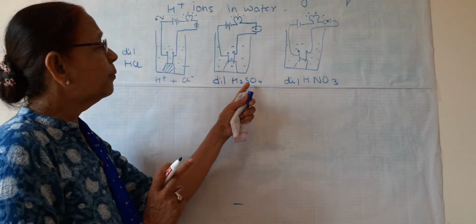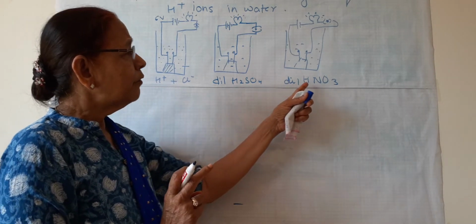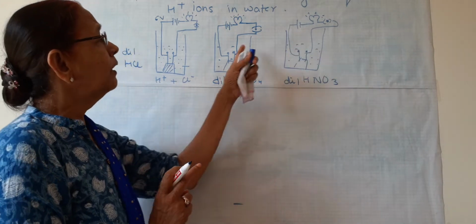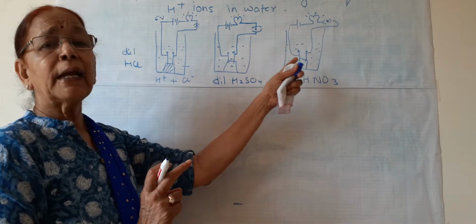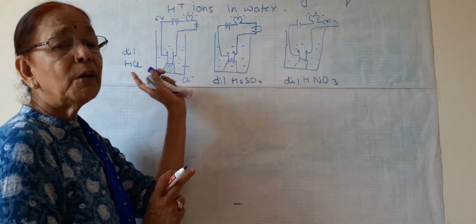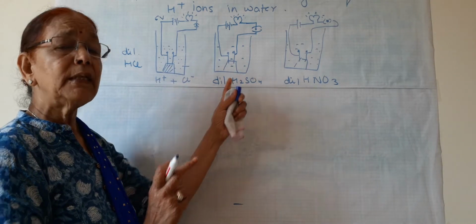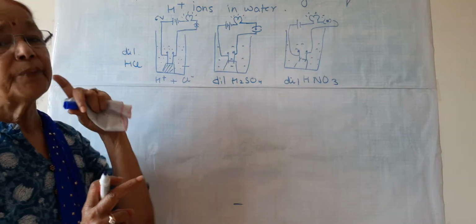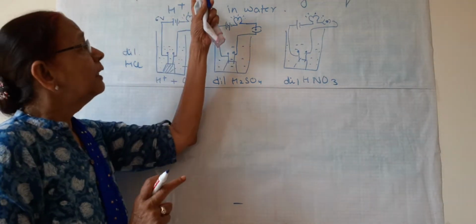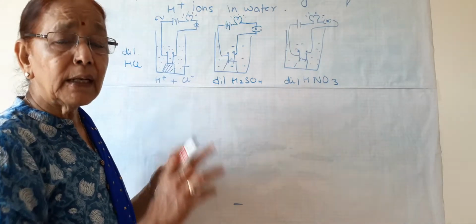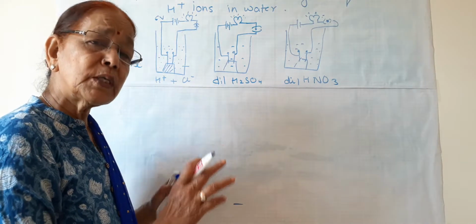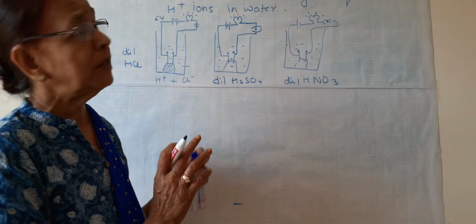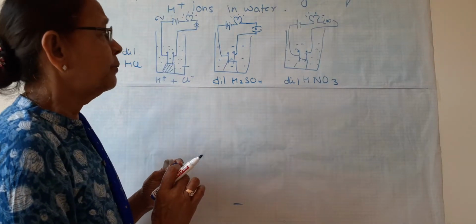Likewise here, H plus and SO4 ions are formed. Like here, H plus and nitrate ions are formed. In all the 3 cases, electricity is conducted by the ions of dilute acid in aqueous solution and all the bulbs are glowing. It proves that acids are good conductors of electricity in aqueous solution and they are dissociated into ions. So this is our first experiment.